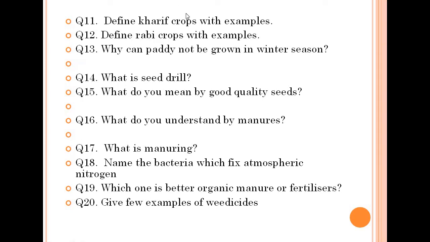Define Kharif crops with examples. Kharif crops are generally planted in June and harvested in October. Rice, maize, cotton and groundnut are examples of Kharif crops. Define Rabi crops with examples. Rabi crops are generally planted in November and harvested in April. Wheat, barley, pea and gram are examples of Rabi crops.